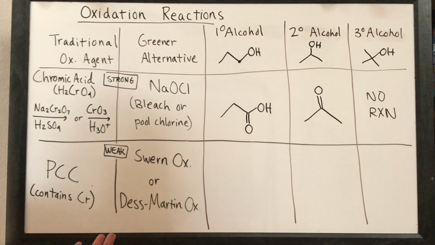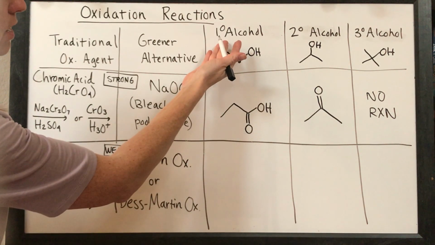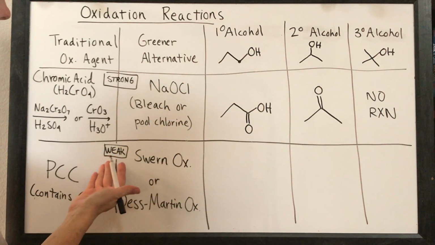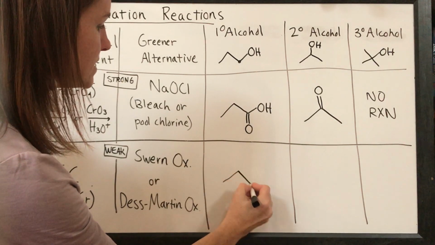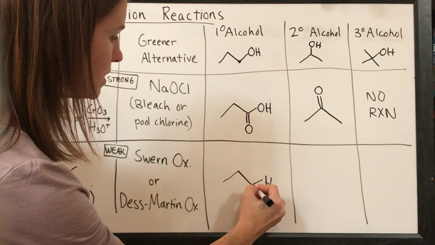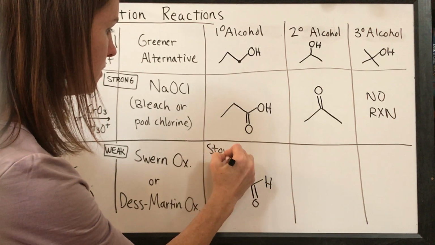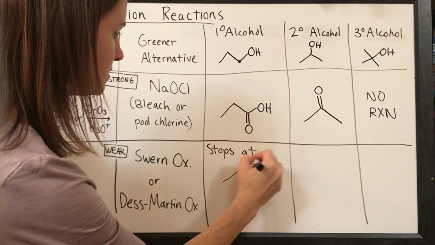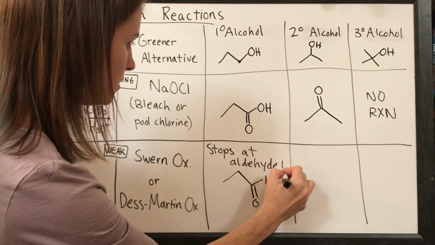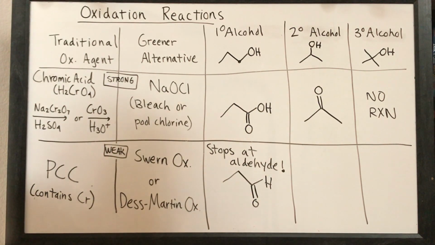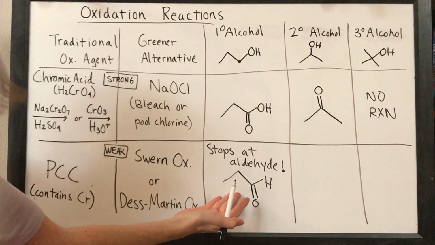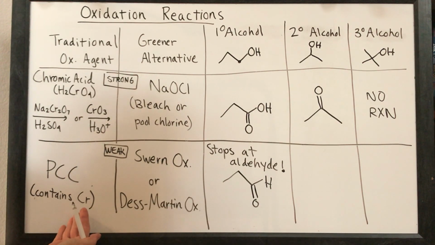But the main result of these is that in the case of primary alcohols, because these are milder oxidizing agents or weaker oxidizing agents, you actually only oxidize the primary alcohol up to an aldehyde. That's the main thing here, is it stops at the aldehyde. Okay, so if you want to make a carboxylic acid, you go for your strong oxidizing agents. If you want to make only an aldehyde, then you go for your weaker oxidizing agents.